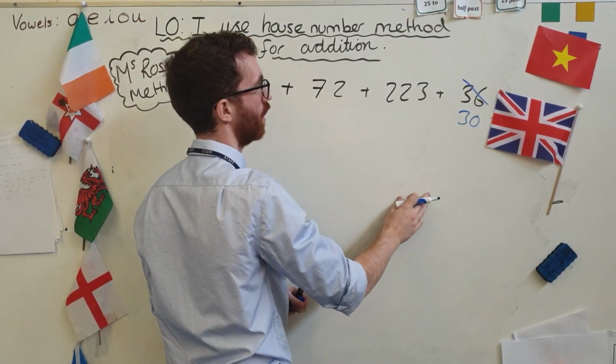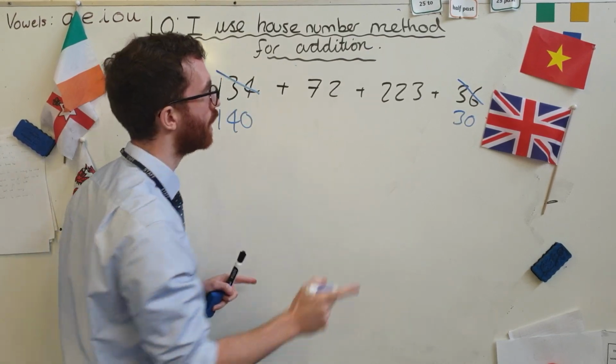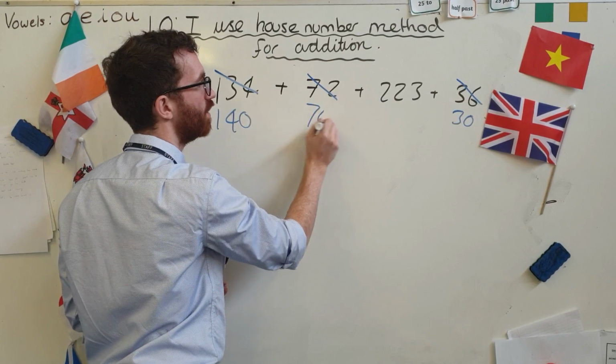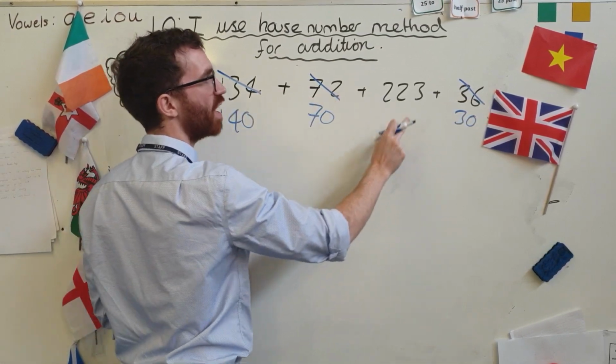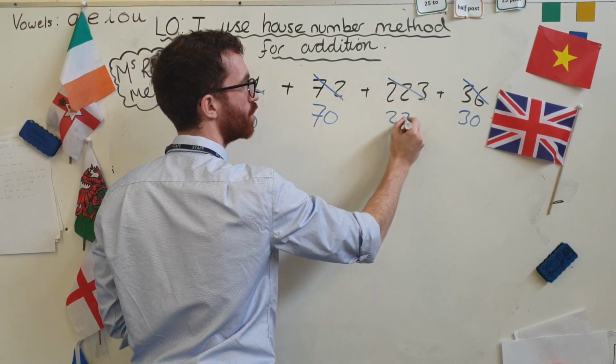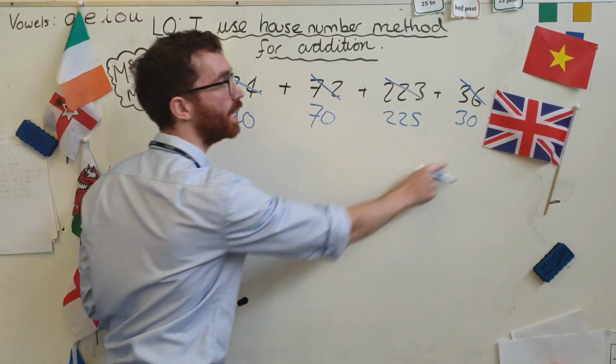I'm going to take the 30, actually, you know what, I'm not. I've just spotted something. I'm going to take the 2 away from here and pop it onto there. So this is going to become 70. And I'm going to put the 2 onto here. So this is going to become 225. Okay, now it's not a number bond, but it has made a number bond, hasn't it?